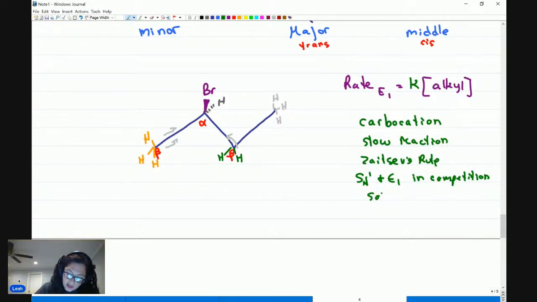We absolutely can do solvolysis. That means the solvent is participating in the reaction, so we need a polar protic solvent. And yes, heat helps. It is not the end all be all, but it does help. This triangle, that's a delta symbol. That simply means that I'm adding heat into the system.